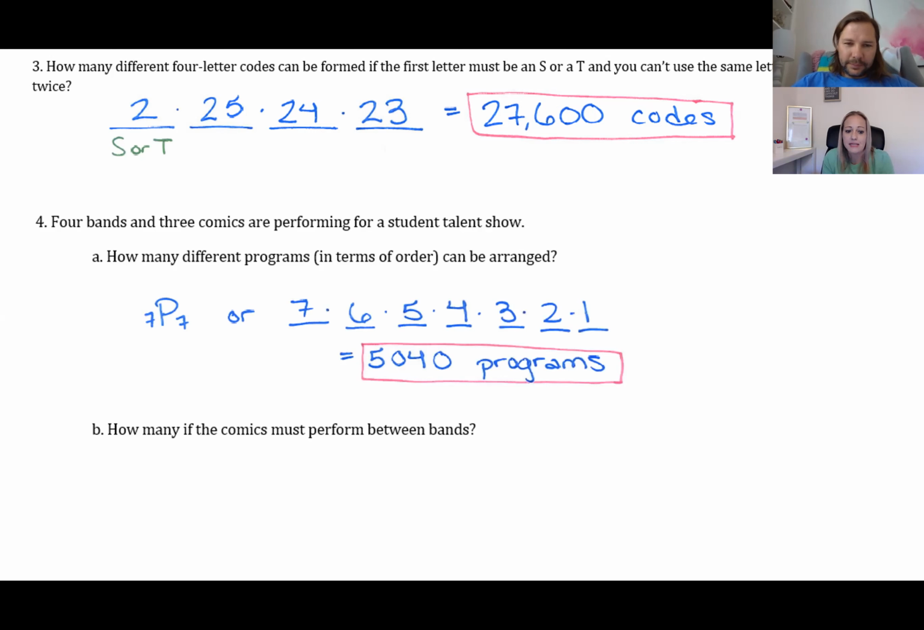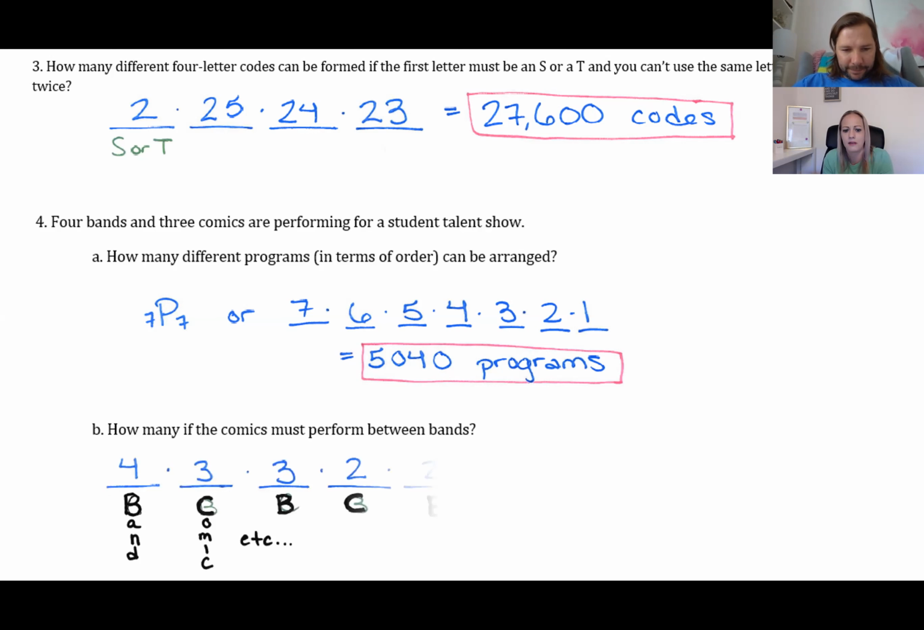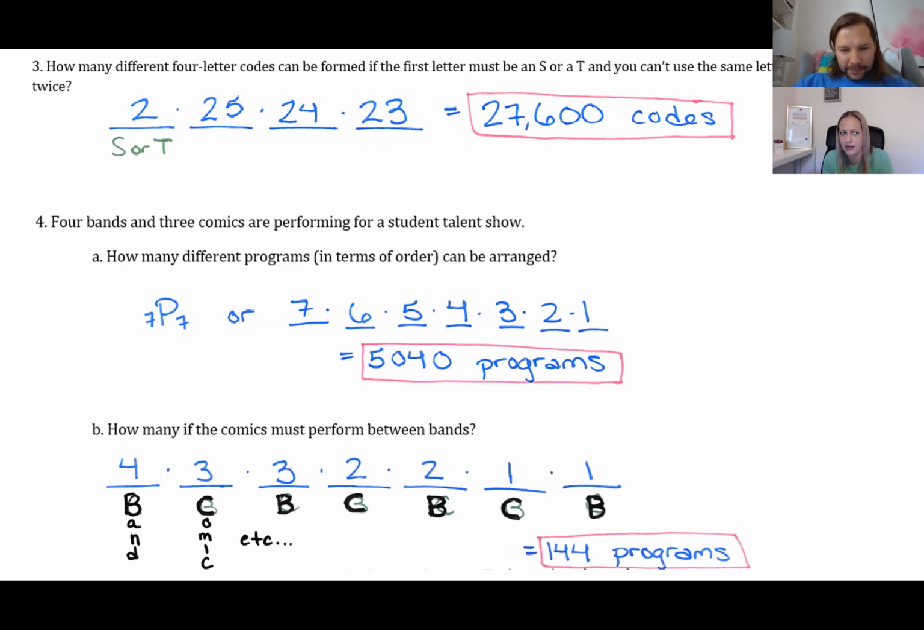Okay, so then part B, now we're getting some specifics. So now it says how many different programs are there if the comics must perform between bands. Okay, so it has to go band, comic, band, comic, band, comic, band.